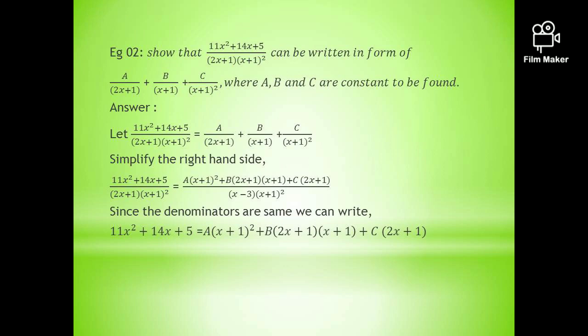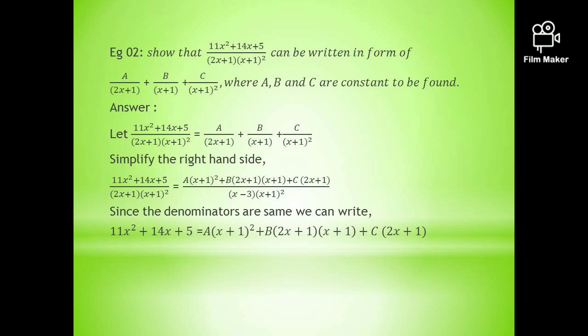In this example, we need to find the partial fractions for 11x squared plus 14x plus 5 over (2x plus 1)(x plus 1) squared. According to this question, you can write the partial fraction terms as A over 2x plus 1 plus B over x plus 1 plus C over (x plus 1) squared. The repeated term is (x plus 1) squared, therefore I write all the minimal terms of (x plus 1) squared as x plus 1 and (x plus 1) squared.